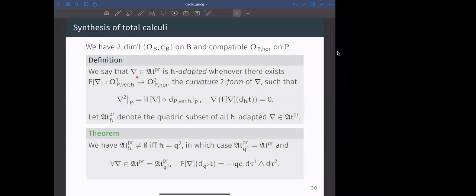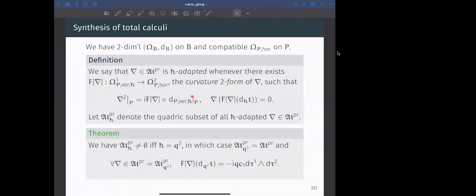So this definition will now pick out those gauge potentials that permit the reconstruction of the full differential calculus. We'll say that a gauge potential is H-bar adapted whenever this gauge potential nabla satisfies the following. Nabla squared factors through the vertical, a vertical first order differential operator with respect to the given bicovariant calculus on the structure group. It means you should have a U1 equivariant morphism of P star bimodules, F of nabla, from the vertical one forms to the vertical two forms. This is your curvature two form. Think of it as a Lie valued horizontal two form on P, such that nabla squared factors like this.